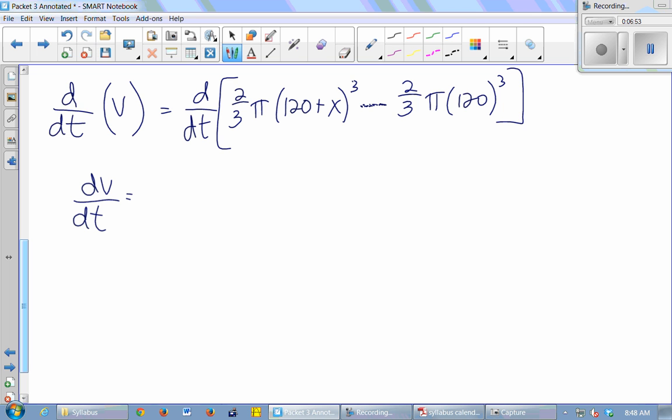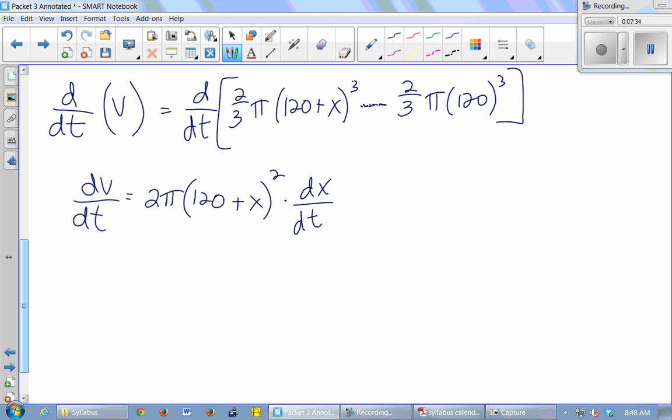I bring the 3 down, and it's going to cancel, and I'm going to get 2 pi times (120 plus x) squared. So that's my power rule on my stuff, but then I have to multiply by the derivative of the stuff. The derivative of 120 plus x is, oops, should be times dx dt. The derivative of 120 is 0, and the derivative of x is dx dt. And then d dt of this constant is just going to be 0, so that goes away.